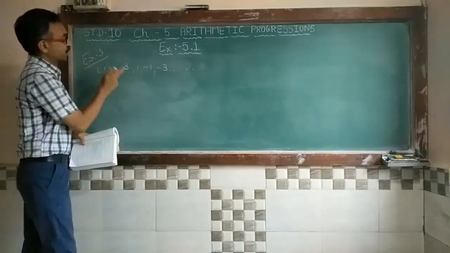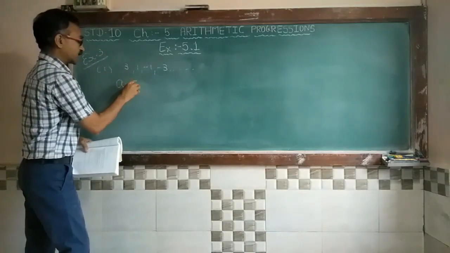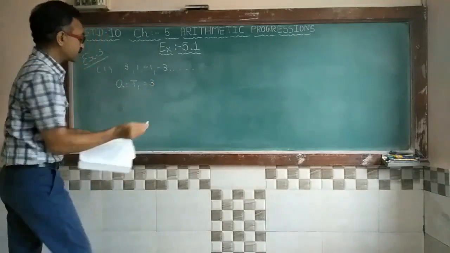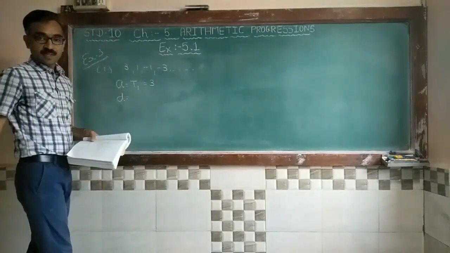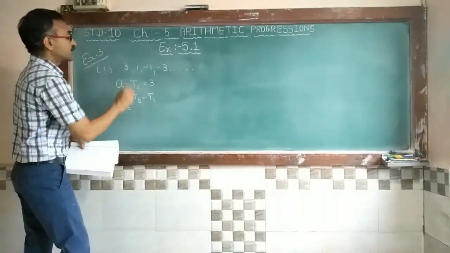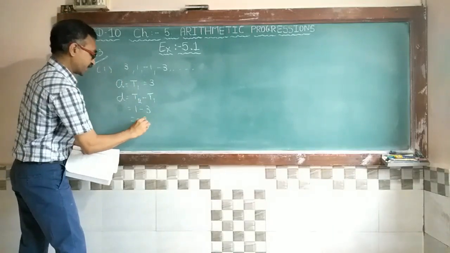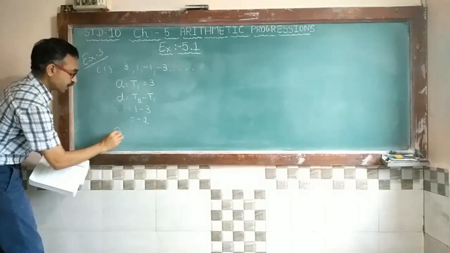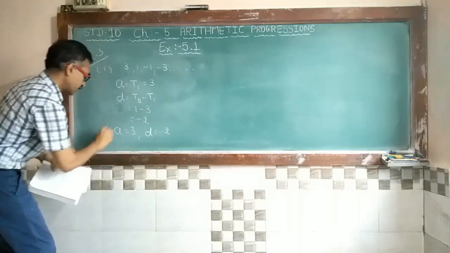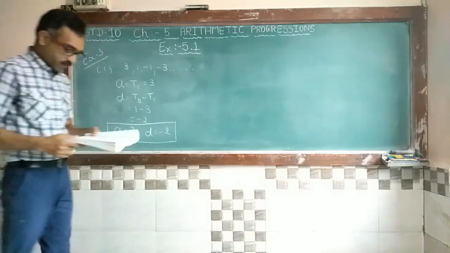Which is the first term? The first one given to you is called the first term. So the first term is A, or you can say T1, that is 3. And common difference D. D is equal to T2 minus T1. T2 is 1 minus T1 is 3, that is minus 2. Your answer is A is equal to 3 and D is equal to minus 2. That is your answer.